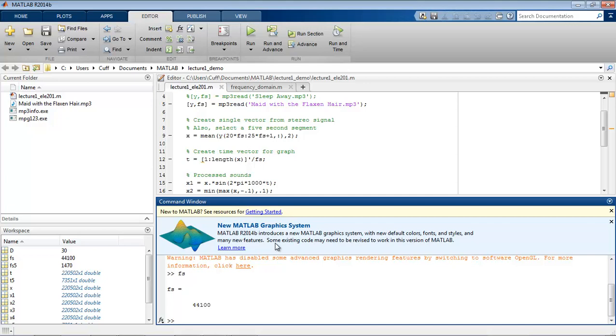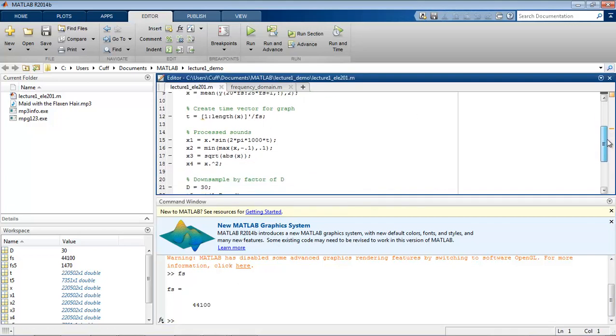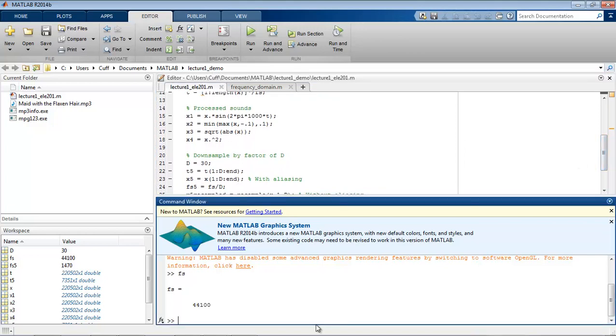Now, as with last time, I can play back the sound. This is what we were listening to. Let me get that louder.